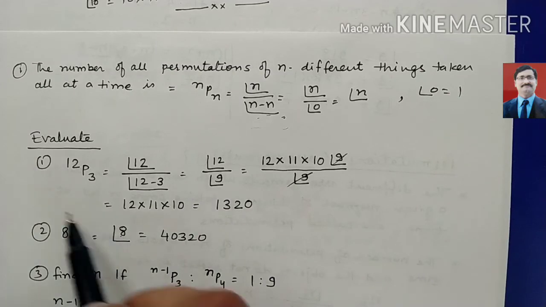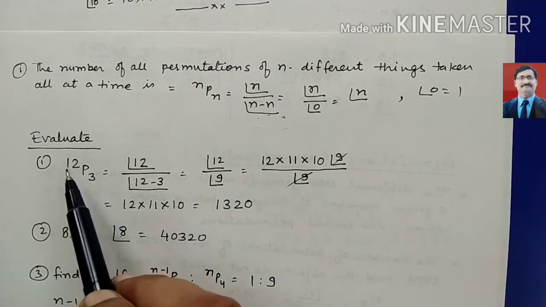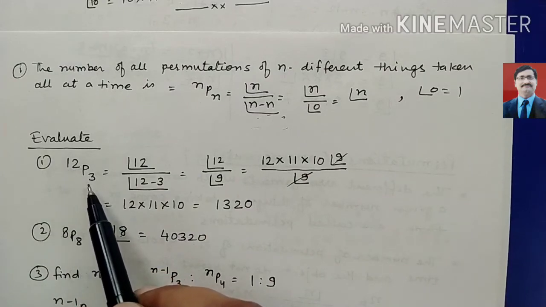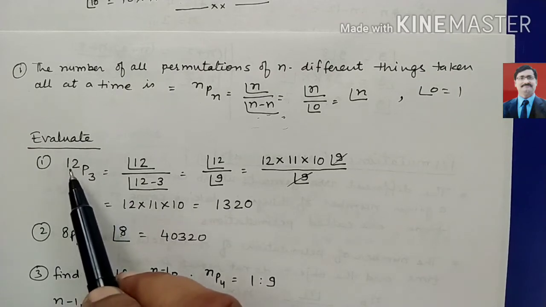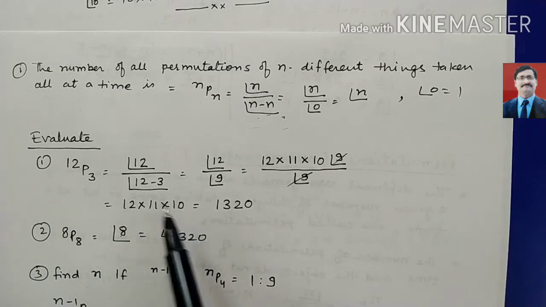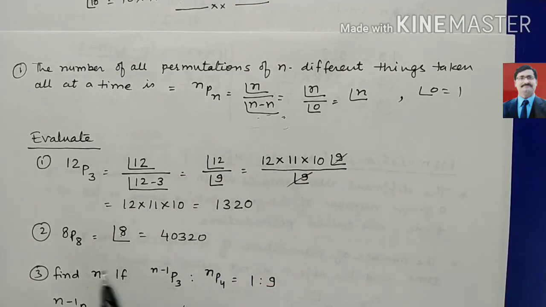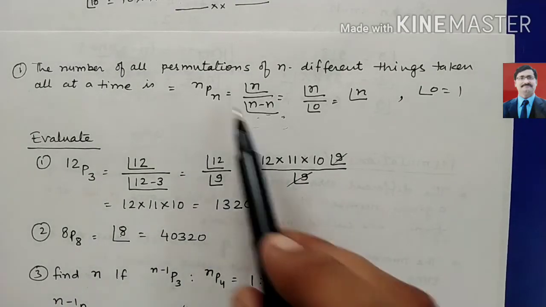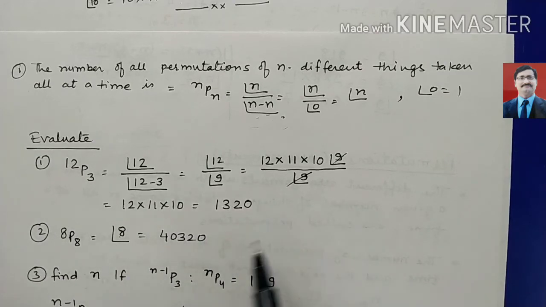Okay, look here, one method is that 12P3 you can also write directly. 12, you write in decreasing order up to 3 times. 3 times means 12 into 11 into 10. These 3 places you have in decreasing order, multiply and you get the answer. So without this also you can do it directly here. Now 8P8, we know already, nPn is factorial n. So 8P8 will be equal to factorial 8. If you know the value directly, you can write 40320. Otherwise you calculate and write it here.